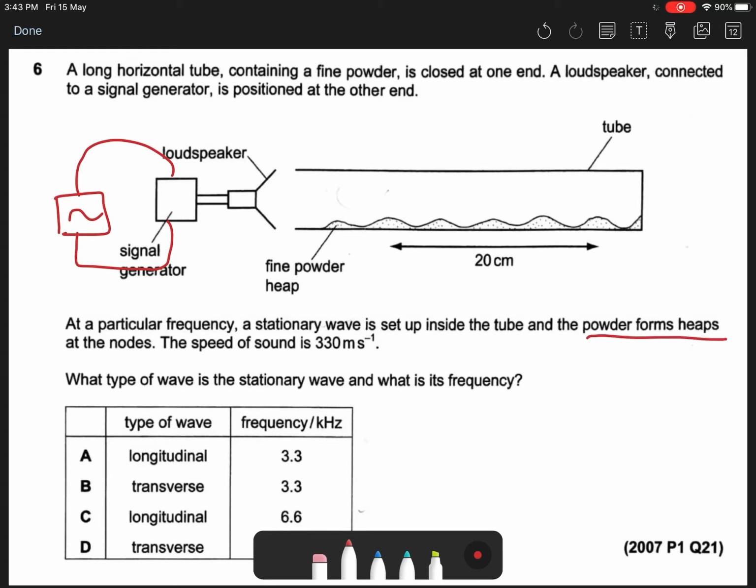Okay, so he says your powder heaps at the nodes. So heaps is this, okay, this is your heaps at the nodes. The speed of sound is 330 meters per second. What type of wave is the stationary wave and what is its frequency?